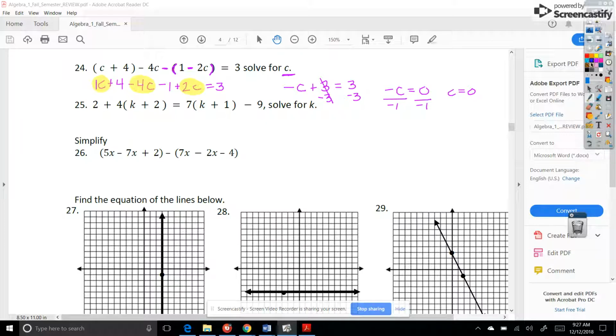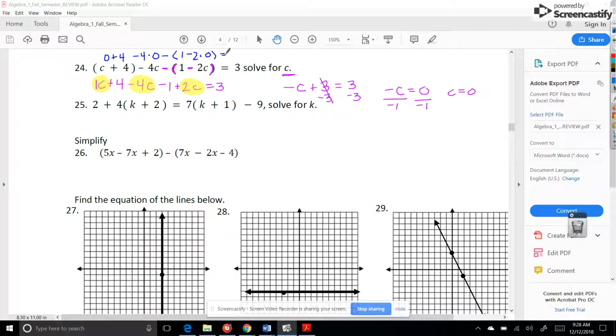So let's check it. Let's plug this back in. So is 0 plus 4 minus 4 times 0 minus 1 minus 2 times 0 equal to 3? Okay, let's see. 0 plus 4 is 4. 4 times 0 is 0, so I'm subtracting 0. So that doesn't do anything. And then 1 minus 2 times 0, well, 2 times 0 is 0 again. So I'm just really left with this minus 1. And is 4 minus 1 3?